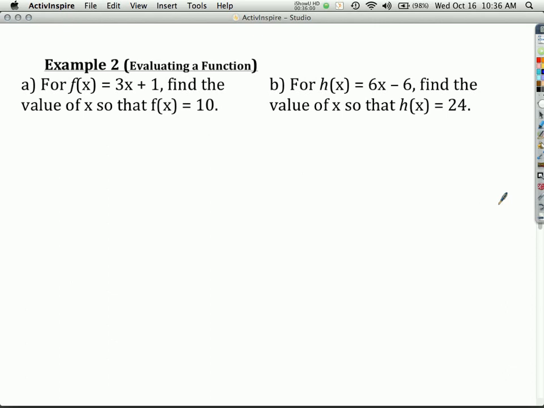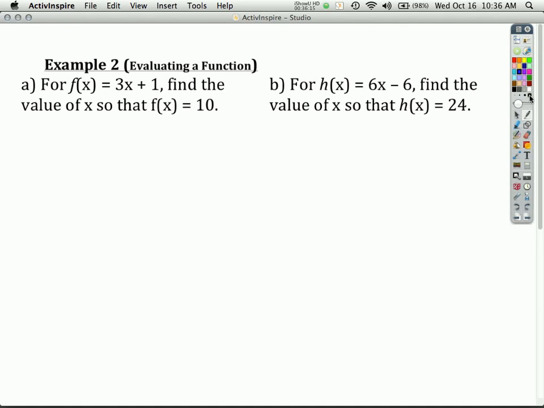So it says, for f of x equals 3x plus 1, find the value of x so that f of x equals 10. Wow, that sounds unbelievably confusing. But watch what happens when I make one simple change. I don't want you to do this, I just want you to watch what I'm going to do.